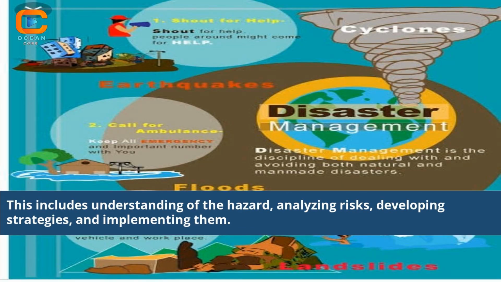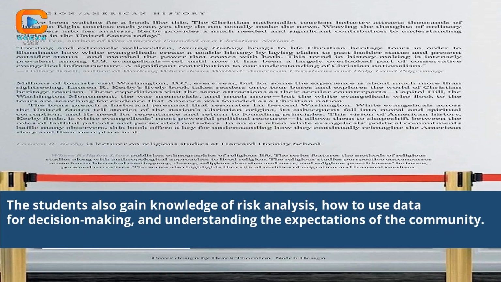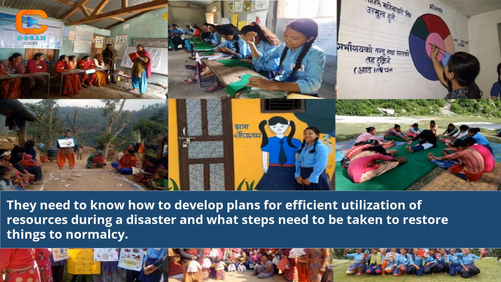This includes understanding of the hazard, analyzing risks, developing strategies, and implementing them. The students also gain knowledge of risk analysis, how to use data for decision-making, and understanding the expectations of the community. They need to know how to develop plans for efficient utilization of resources during a disaster and what steps need to be taken to restore things to normalcy.